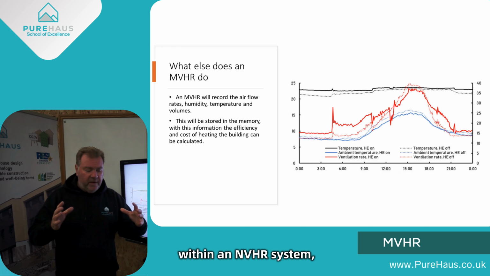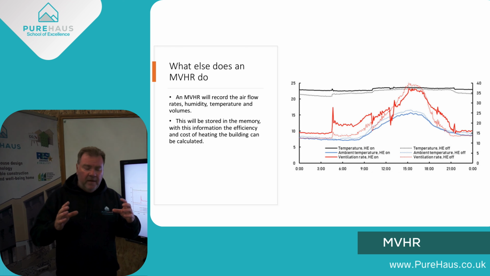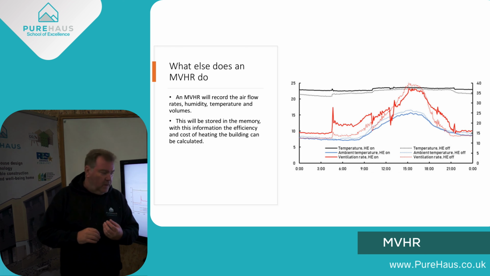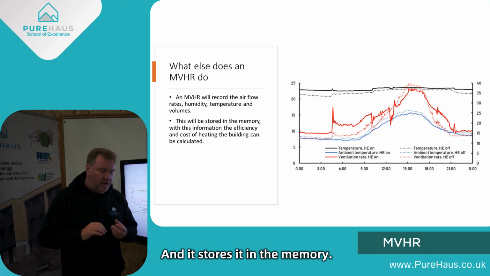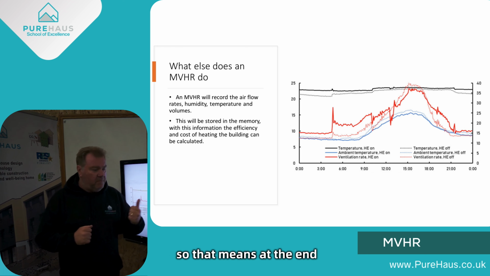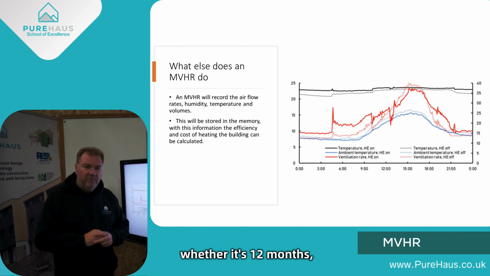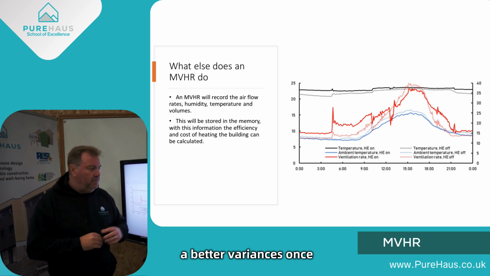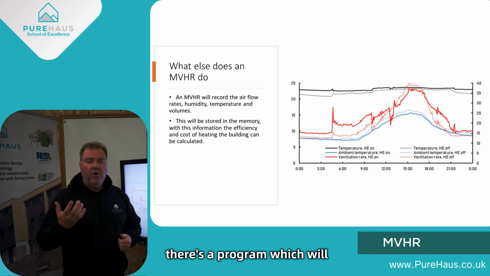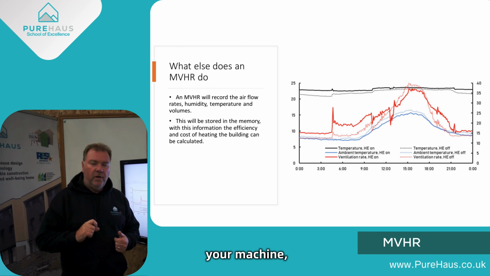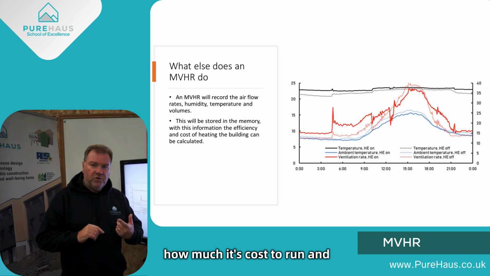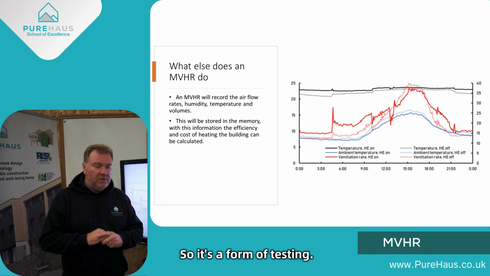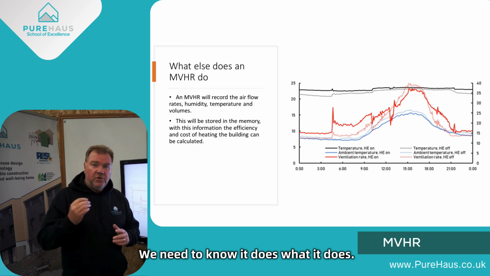And that is because within an MVHR system, it has sensors. And it senses things like air volume, air temperature, moisture, and it keeps a record of that, and it stores it in the memory. So that means at the end of a given amount of time, whether it's 12 months, I always say 14 months for a test because it gives you better variances. Once you can plug your computer in, there's a program which will work out the efficiency of your machine, how much it's cost to run and how efficient that machine has been. So it's a form of testing. We need to know it does what it does.